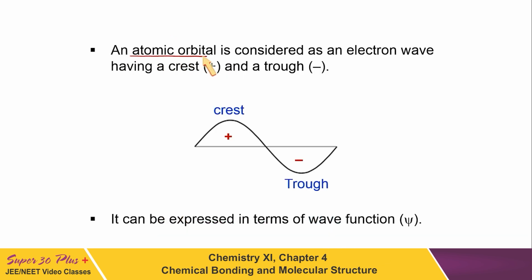An atomic orbital is considered as an electron wave. Orbitals are always a function of the electron wave, and when a wave is there, there is a crest and a trough. In the crest, a positive sign is there, in the trough, a negative sign, or vice versa. So the wave goes as plus and minus, positive wave function and negative wave function. So it can be expressed in terms of the wave function psi. This is the Greek letter psi.